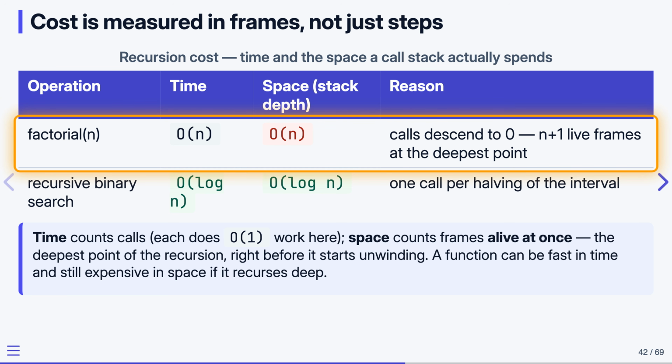Factorial of n takes big O of n time. The calls descend all the way to 0. Its space is also big O of n, because n plus 1 frames are alive at the deepest point.